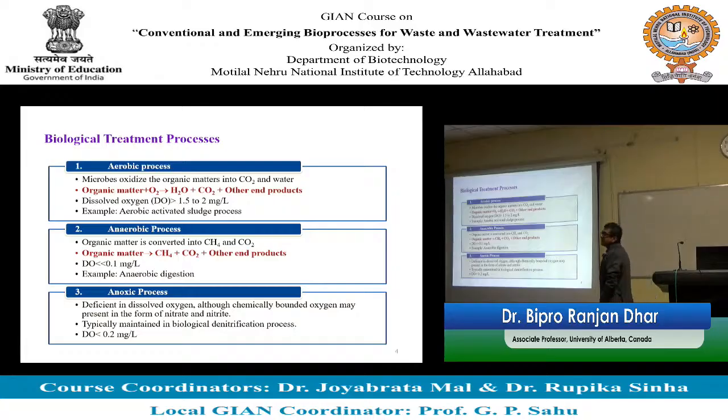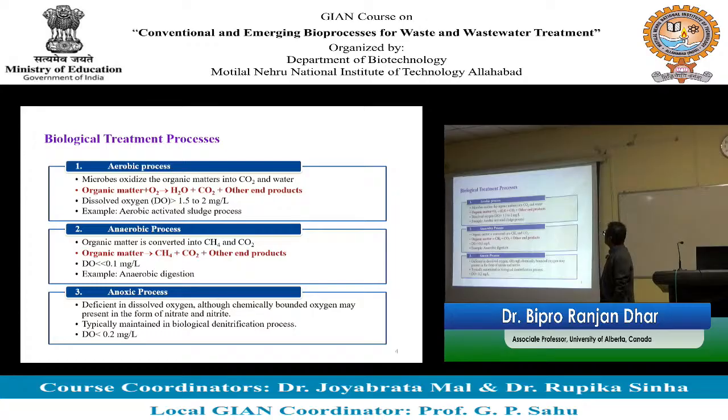In an aerobic process, we utilize aerobic microorganisms. They degrade the organic compounds in your wastewater. They oxidize the organic compounds and convert them into carbon dioxide and water. A simple reaction is organic matter plus oxygen producing water and carbon dioxide, and there could be other end products, like more biomass formation. Dissolved oxygen in an aerobic process is typically maintained at more than 1.5 to 2 milligrams per liter.